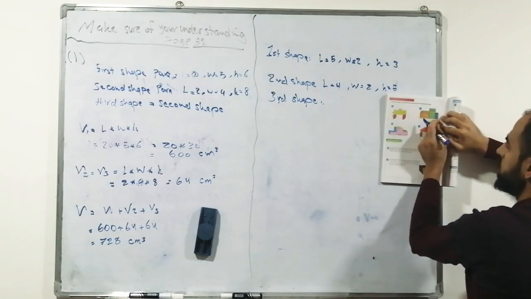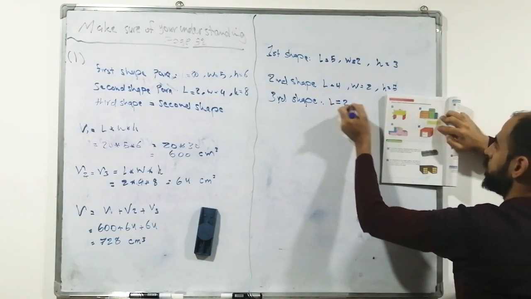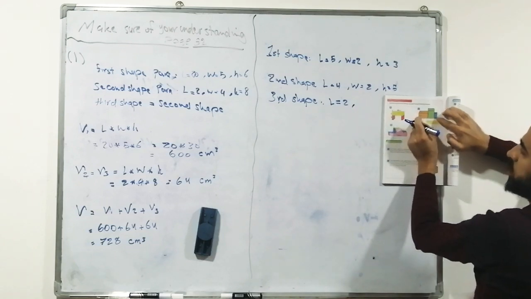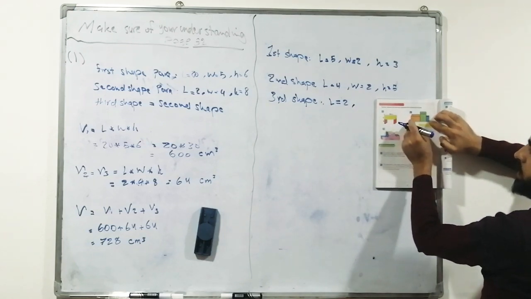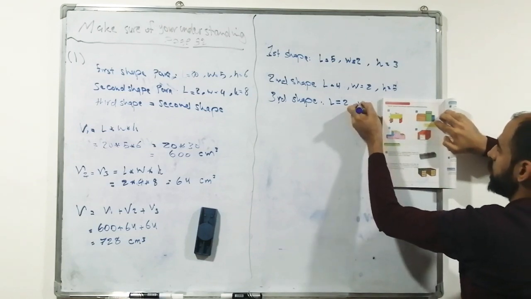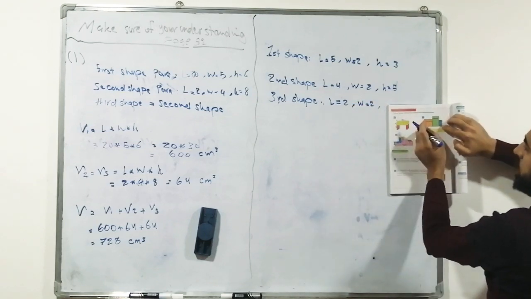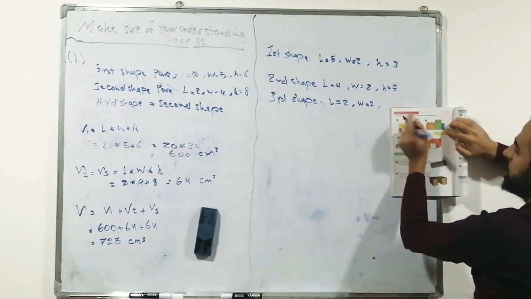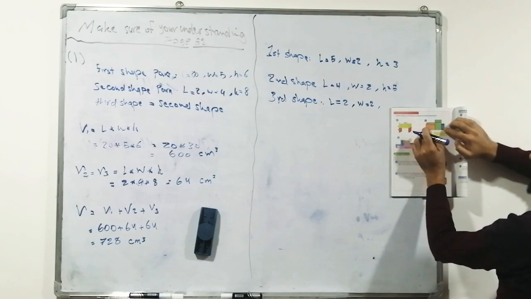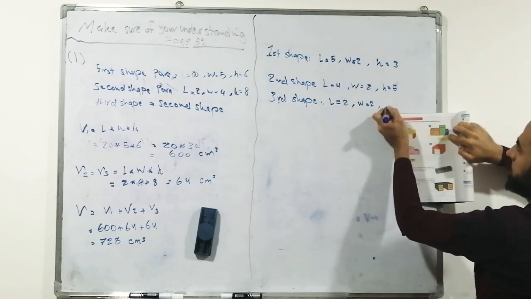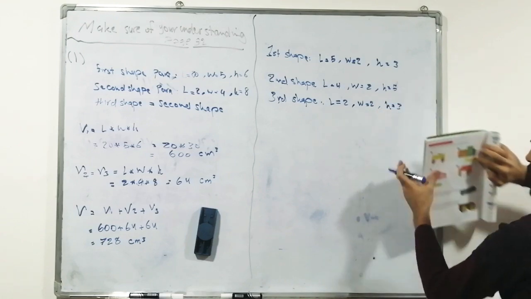its dimensions are: the length equals 2, and the width is exactly the width of the first and the second shape, the blue one, which is 2. And the height also equals the height of the first shape, 3 centimeters.